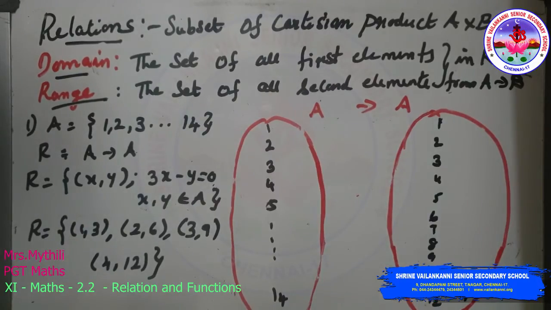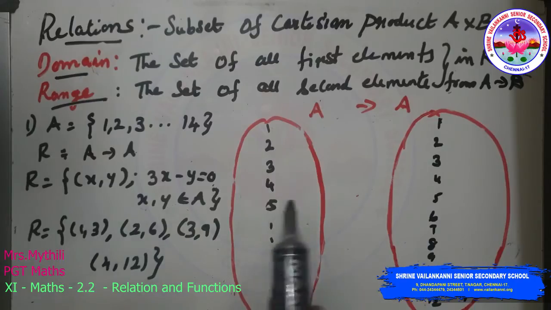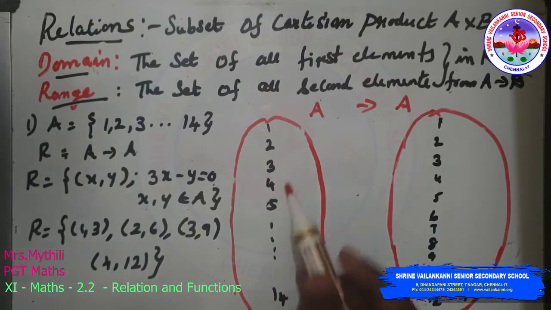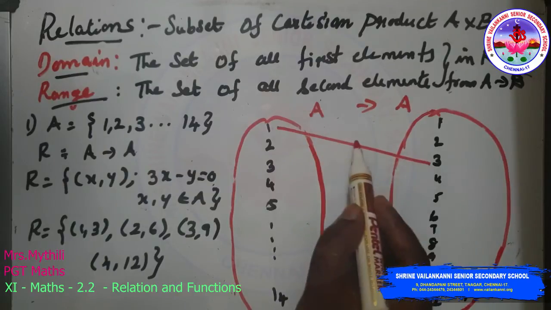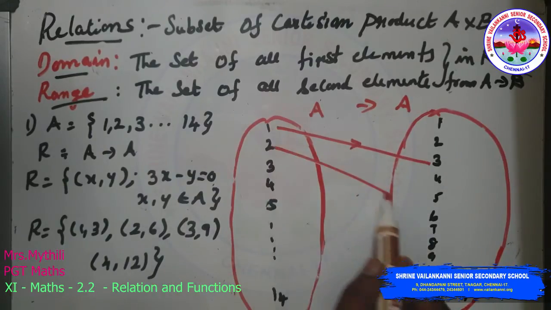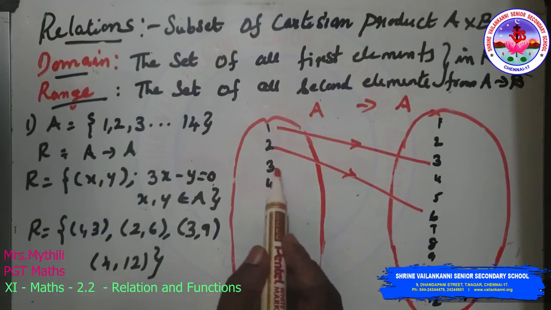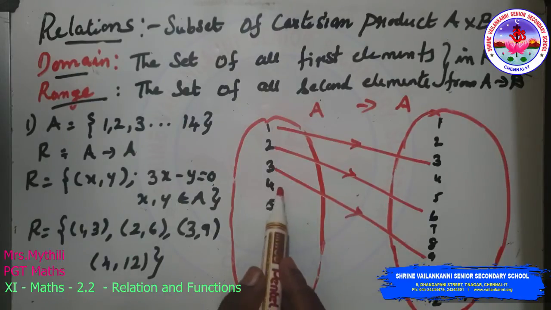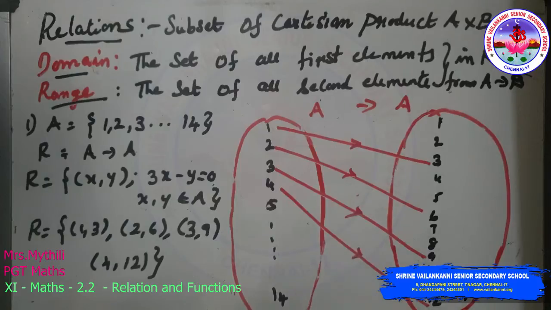Relation can be represented in an arrow diagram. So (1,3), (2,6), (3,9), (4,12). Here the first element is the domain. So the domain is 1, 2, 3, 4 and the range is the second element in the relation R: 3, 6, 9, 12.